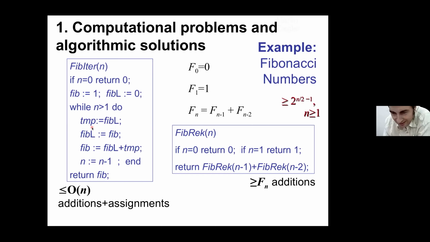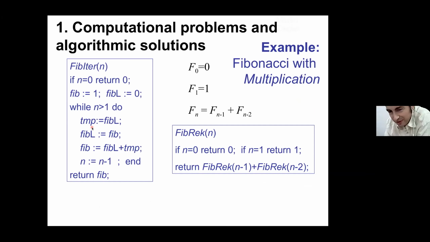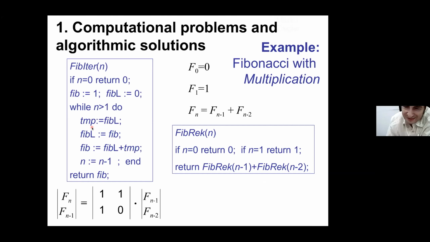Okay, and then you immediately see that you can do this also in O of n. Right? We didn't talk very much about the bit cost, so let me skip that. And then we notice that there is another way.